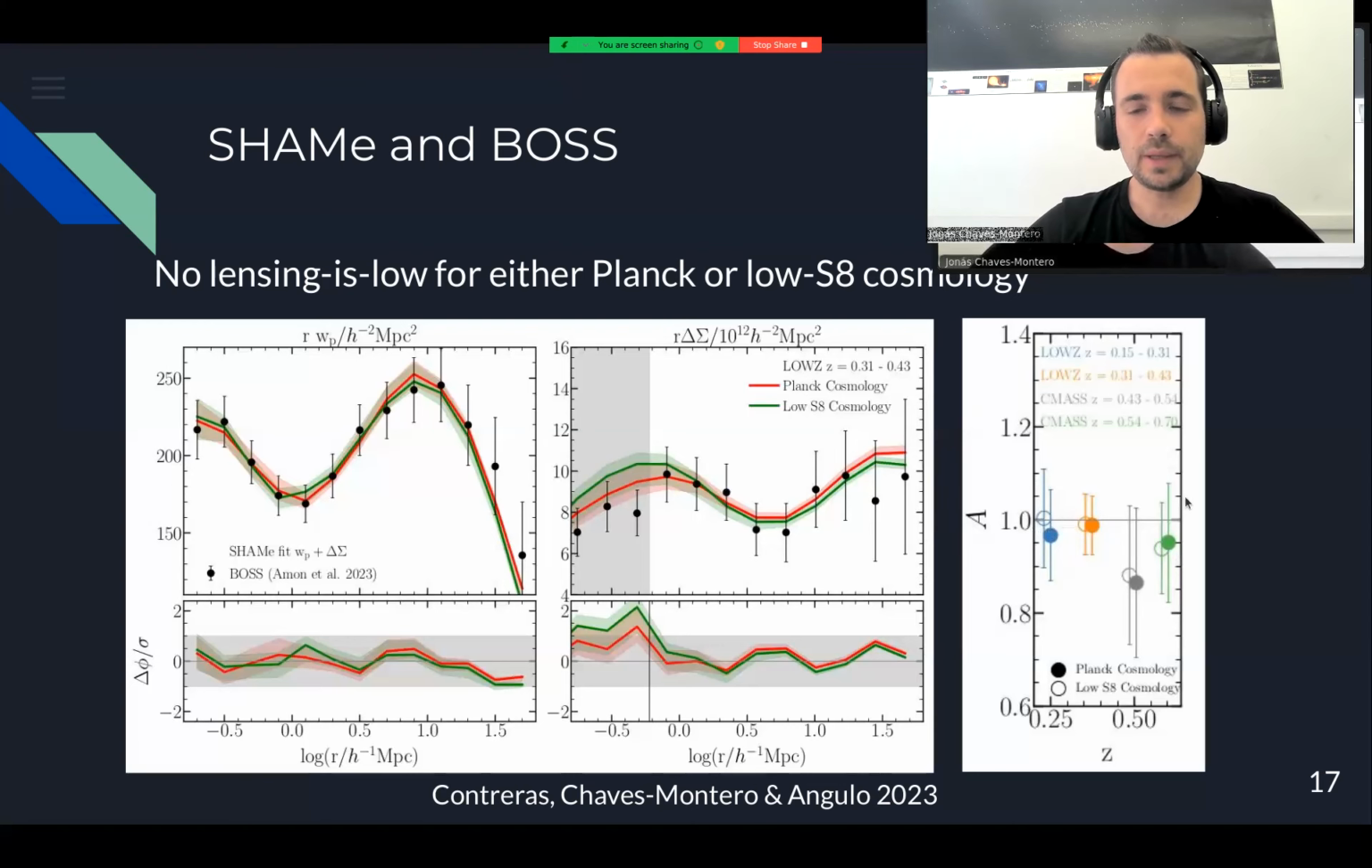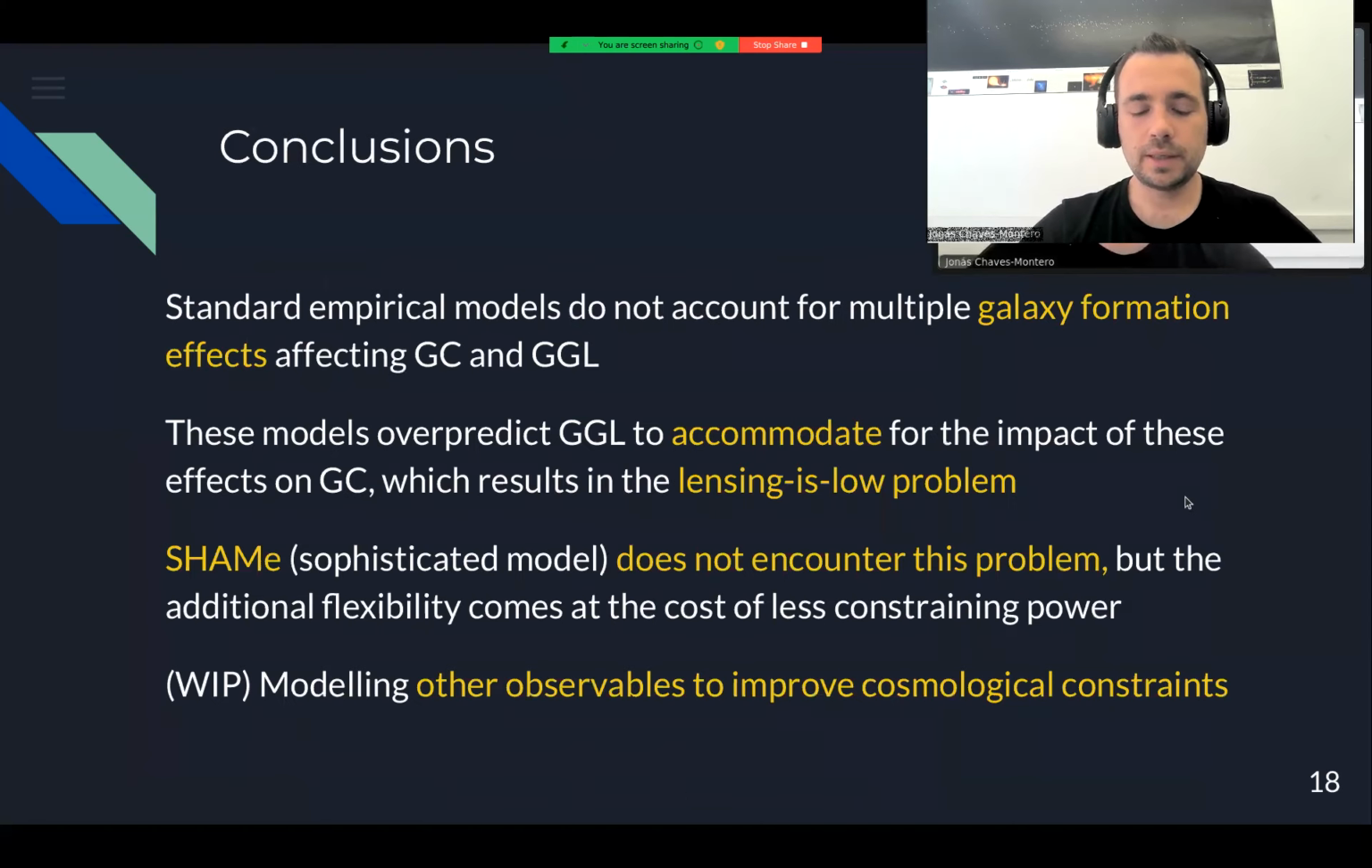So what is happening here is that in reality, because there is much more flexibility, you can fit both observables. So what we need, and what we are working on now, is modeling additional observables so we can break these degeneracies in the cosmology that we find, because the prediction, for example, for galaxy-galaxy lensing under the Planck cosmology and the low sigma8 ΛCDM cosmology are different.